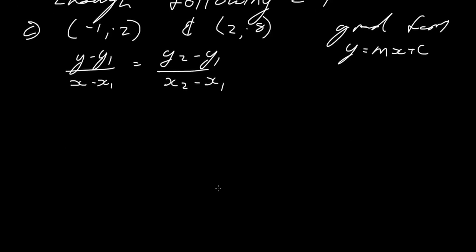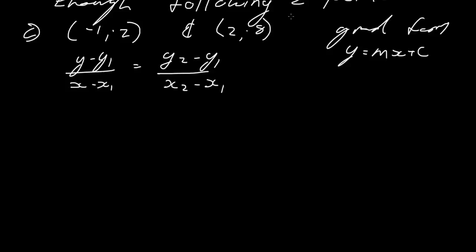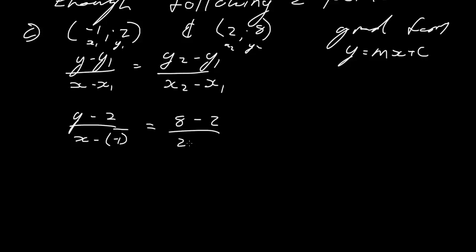So let's substitute in. As I said, you can choose either point as point 1 and the other one as point 2. It doesn't matter, I'm just going to use this as point 1, this is point 2. So we have x1, y1, x2, y2, and we can substitute in and simplify it into that form. So let's do it. y minus y1 is 2 over x minus x1 is negative 1 equals y2 minus y1. y2 is 8 minus y1 is 2 over x2, which is 2, minus x1 is minus 1. Okay? So let's simplify and get it into that form.